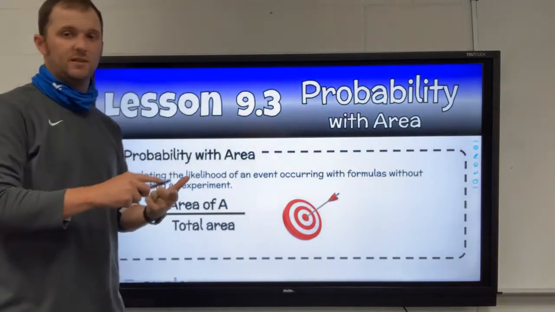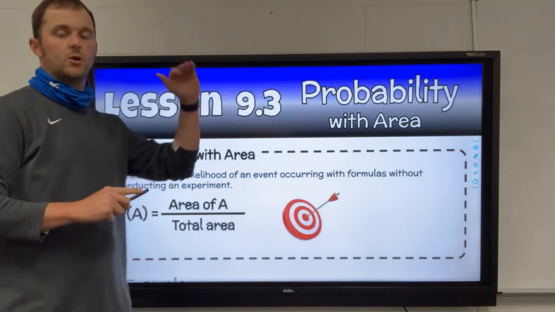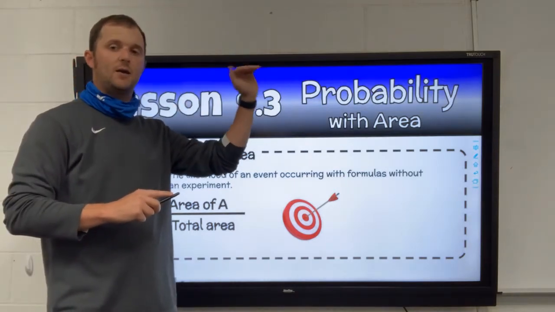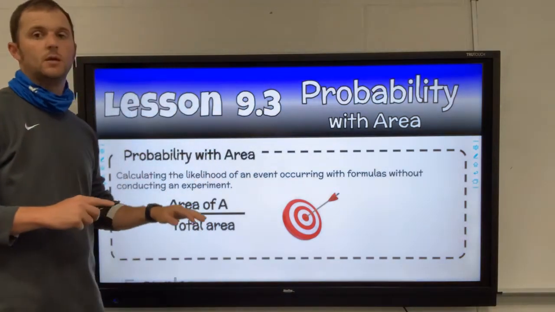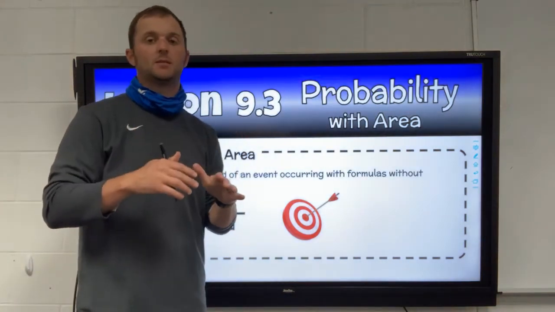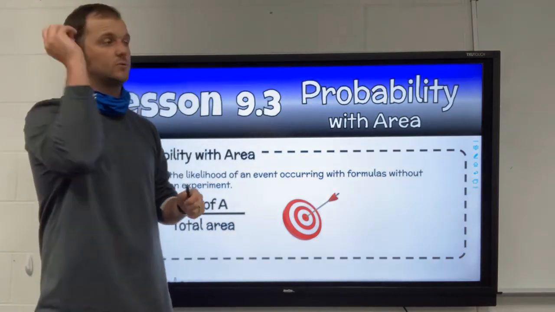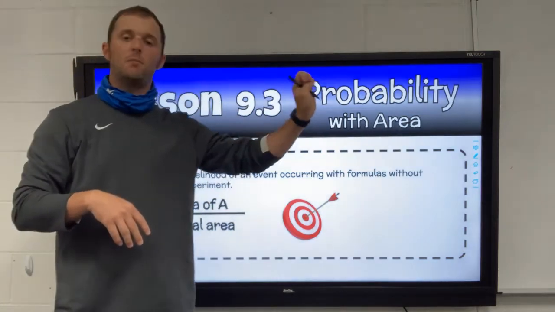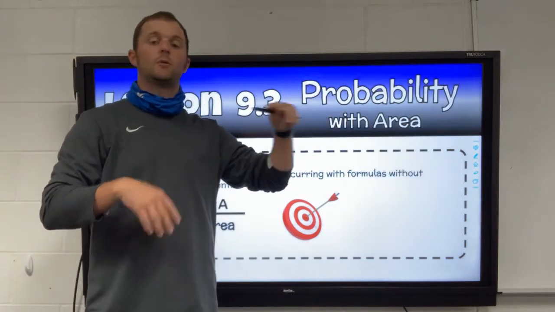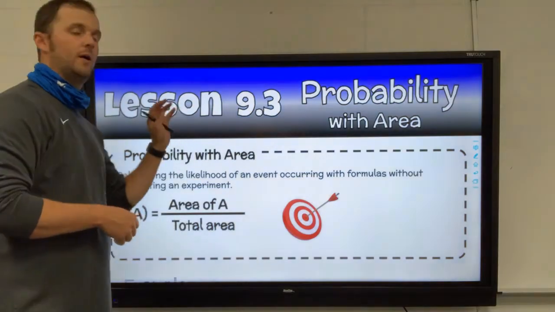So this is lesson 9.3, and we're going to be doing probability with area. We just did theoretical probability and experimental probability with our desired outcomes over the total outcomes. So we're basically doing the same thing, but with area, with a physical space. Like if I'm throwing a dart at a target, what's the probability of me hitting that target? I'm using the area to find that probability, okay? So right now, let's jump into that.